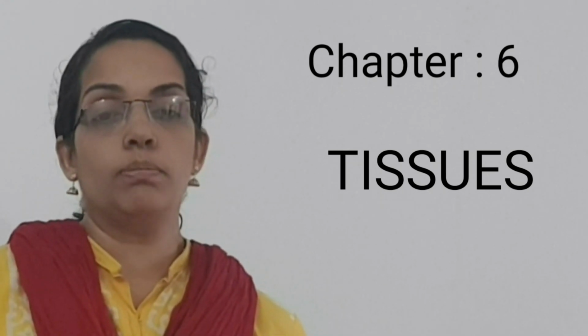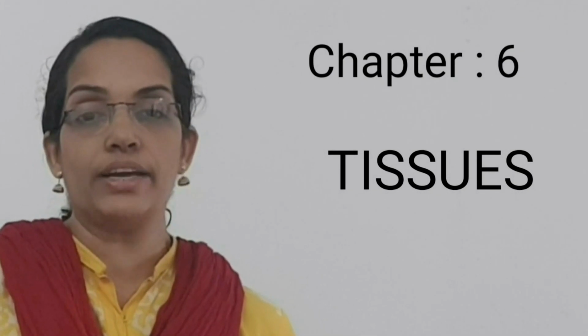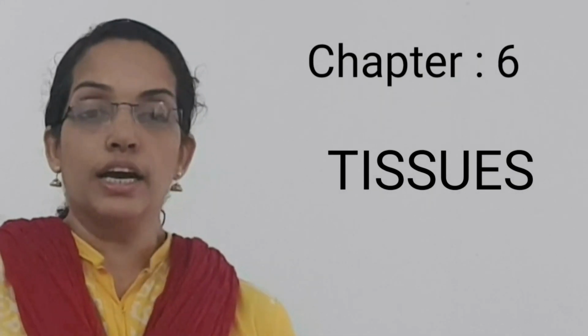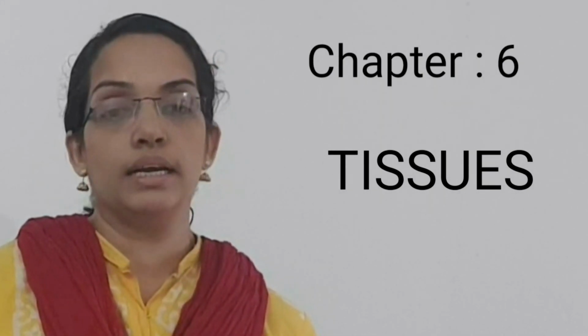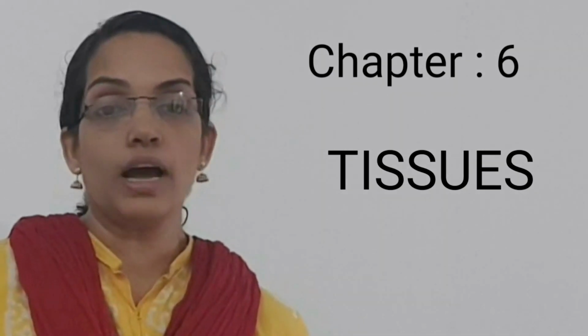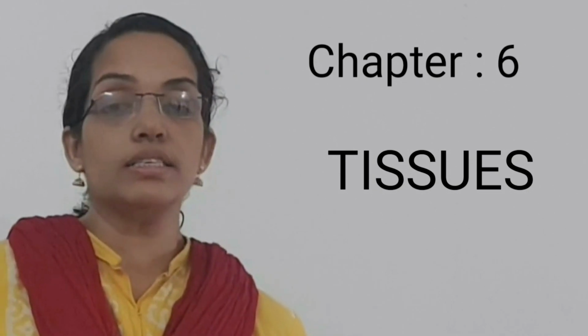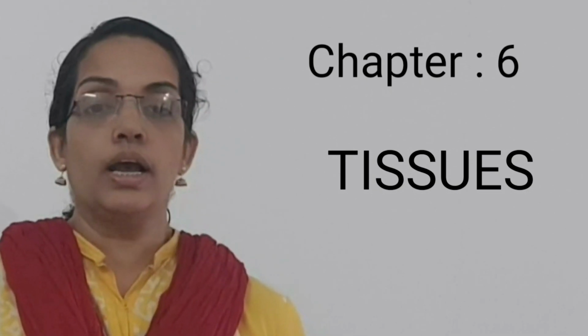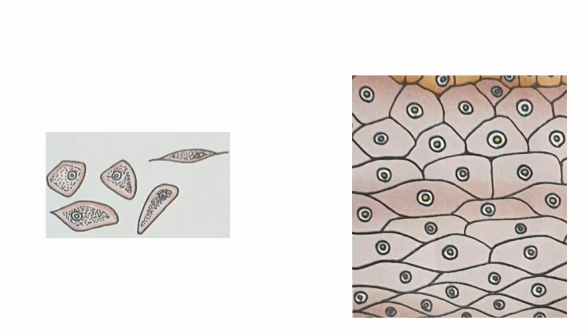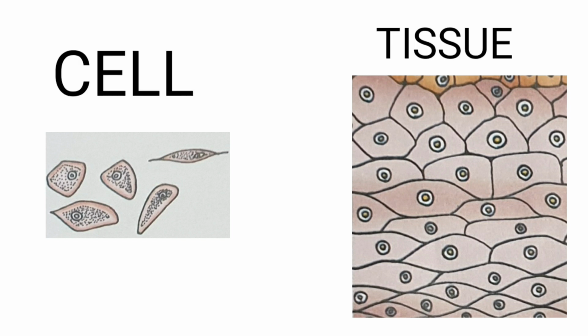Unicellular organisms perform all the functions such as digestion, respiration, excretion, reproduction, etc. by a single cell, in the case of amoeba. However, multicellular organisms have several cells which are grouped together, and these cells are specialized to carry out different functions. These are called tissues. A tissue is a group of similar cells to perform a specific function.